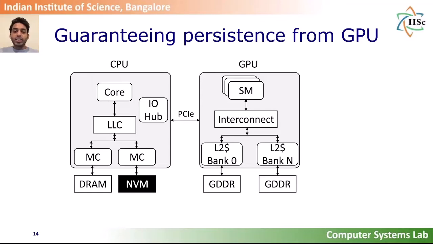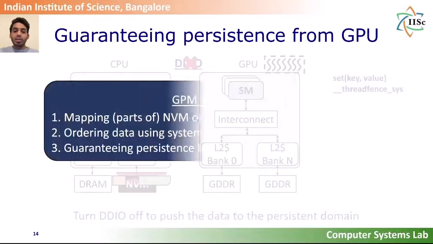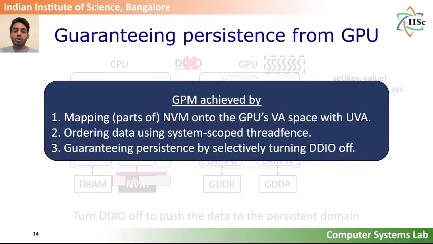Hence, whenever a persistence guarantee is needed from the GPU, we selectively turn off DDIO, which ensures that the thread fence completes only when the GPU's writes reach the NVM, thus guaranteeing persistence. In summary, we build GPM, which enables GPU kernels to perform in-place updates to PM data structures and also guarantee persistence wherever the program semantics demand by: 1. Mapping parts of NVM to the GPU's virtual address space using UVA, 2. Ordering writes to PM using system scope thread fence, and 3. Guaranteeing persistence by selectively disabling DDIO.